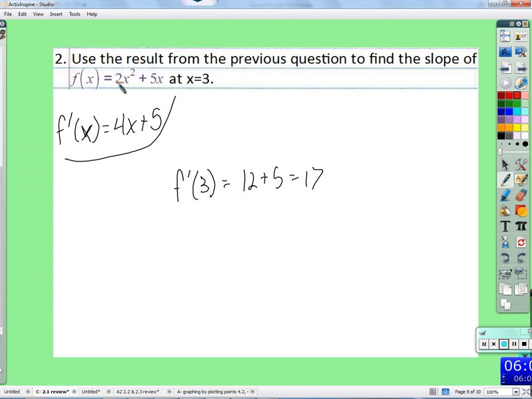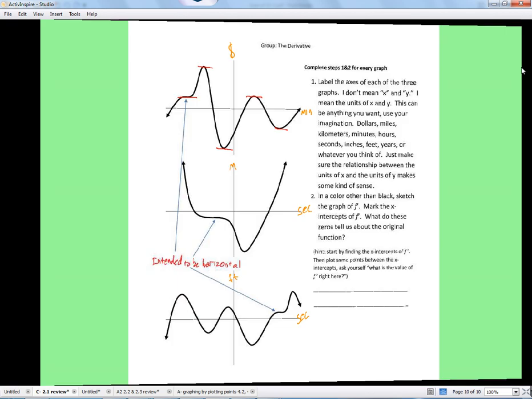Why? Because what is this thing? A parabola. Does the parabola have a zero slope somewhere? Yes, of course it has to. Somewhere that thing has to have a zero slope.